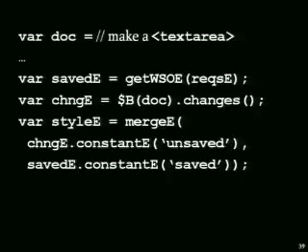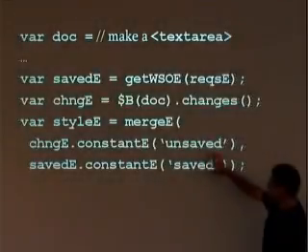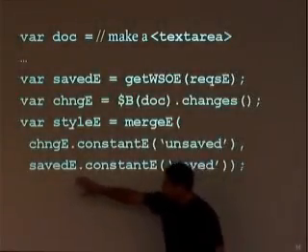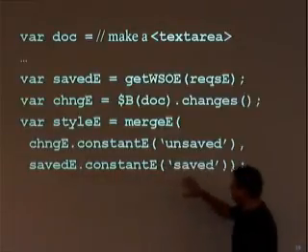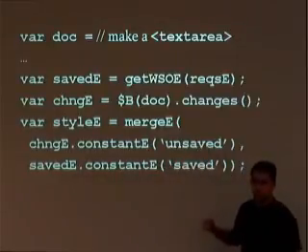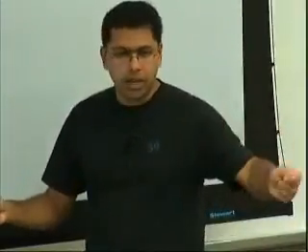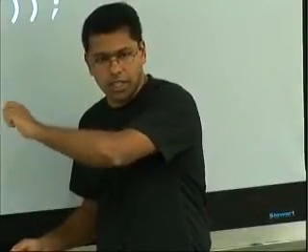I now transform changes with the constant unsaved. I transform the saved responses with the constant saved, and I merge those two. So now I get an event stream that might look like unsaved, unsaved, unsaved, unsaved, saved, unsaved, unsaved, unsaved, saved, unsaved, unsaved, saved. Okay? So every keystroke, basically, this one keeps getting to unsaved. Every time the server responds, it comes back and says saved.